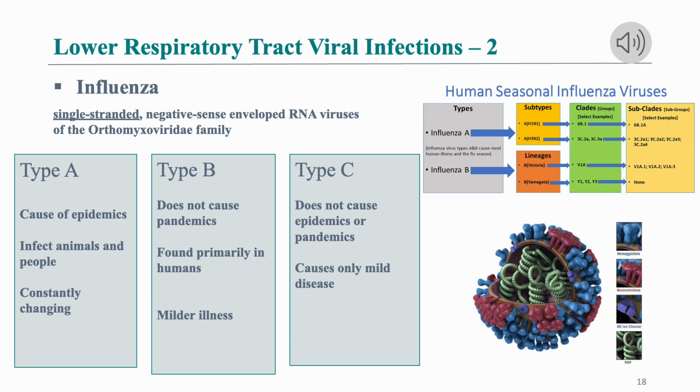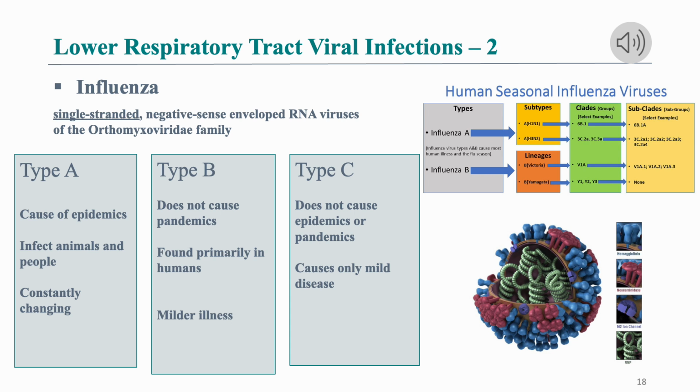The next type is type B. Type B does not cause pandemics. It's found primarily in humans, and it has a milder illness. The next is type C. Type C does not cause epidemics or pandemics, and it causes only mild disease.